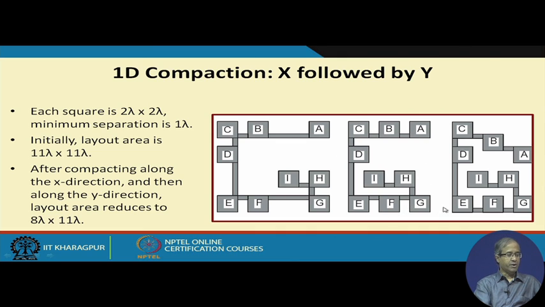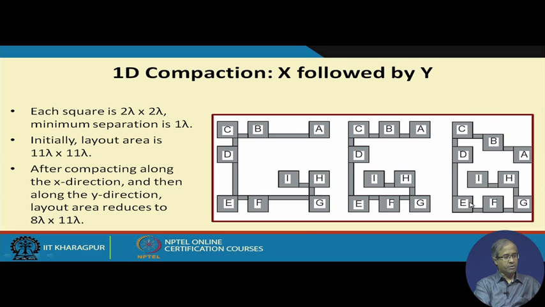So, after 1D compaction, your height is not reducing, it is still 11, but width has reduced 2 plus 1 plus 2 plus 1 plus 2, that means 8. So, now your area is this 8 lambda by 11, okay, means 8 is in terms of the number of columns and 11 in this direction.